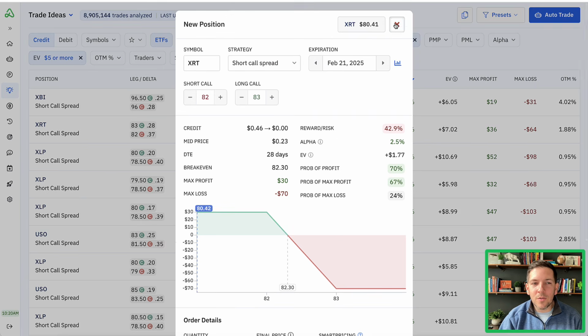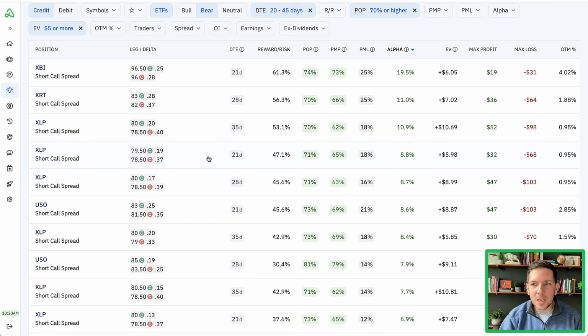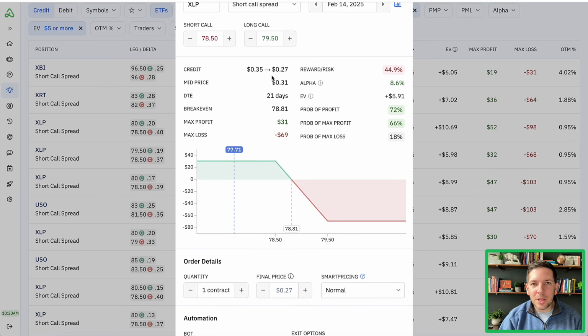So let's go over here and try a different one that we can look at. Let's look at something in XLP. So this one's kind of interesting here. This one has maybe a little bit tighter bid-ask spread here. Still has pretty good metrics. The alpha is pretty good. The expected value is pretty good. Hopefully we could get filled at something a little bit more favorable.